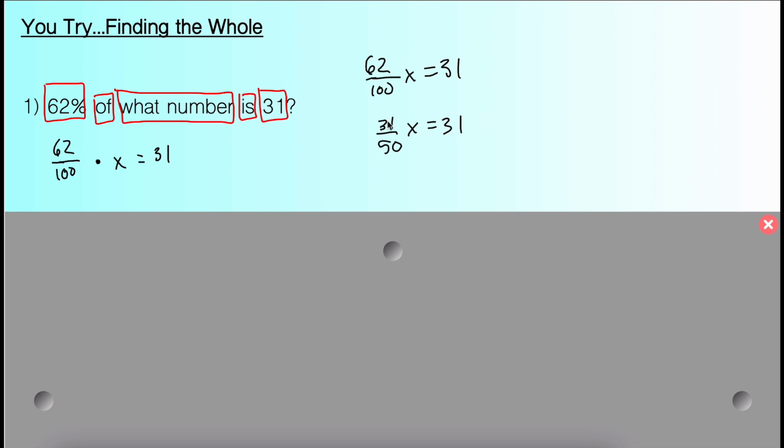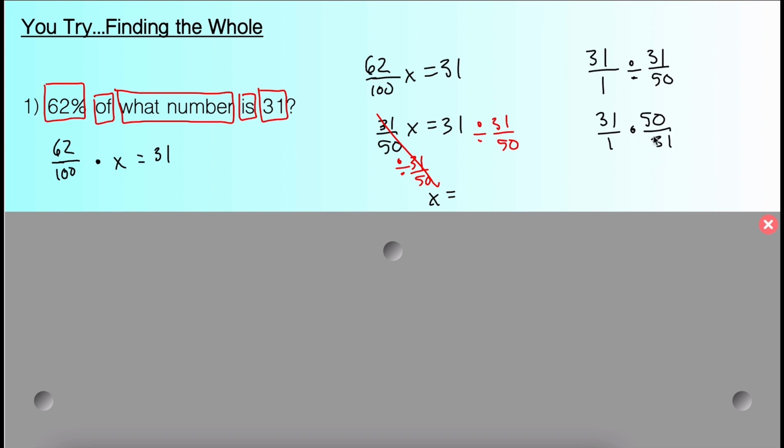The opposite of 31 over 50 multiplied by x is to divide by 31/50ths. And on the right side of the equation, whatever you do to the left, you do to the right. So I'm going to divide by 31/50ths. And whatever I get, x equals that. So I'll do my side work over here. 31 divided by 31/50ths is the same thing as keep, change, flip.